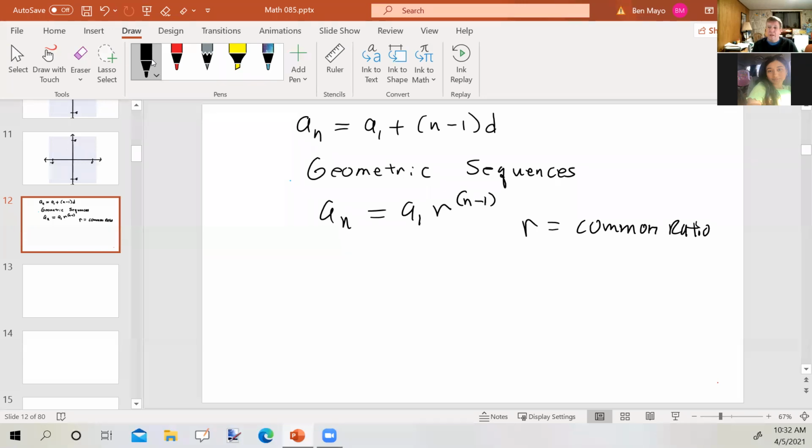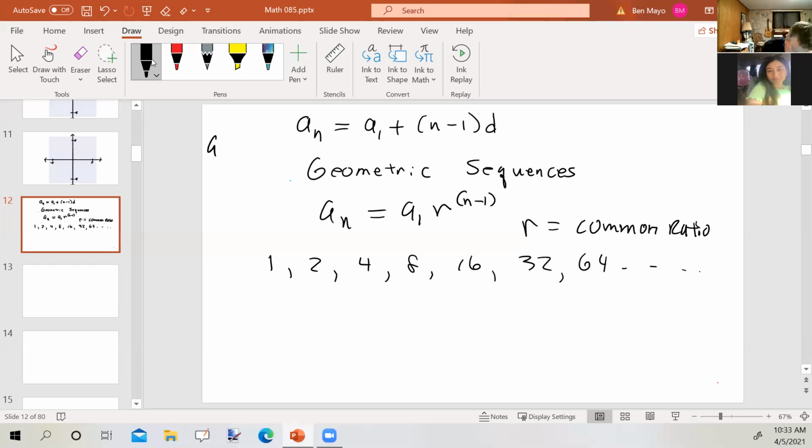And so whereas with an arithmetic sequence, you take a sub 1 plus the common difference, you get a sub 2, plus the common difference, you get a sub 3. With a geometric sequence, you take a sub 1 times the common ratio to get the next term, and that term times the common ratio to get the next term. So let's say, for instance, we had the geometric sequence 1, 2, 4, 8, 16, 32, 64, etc.